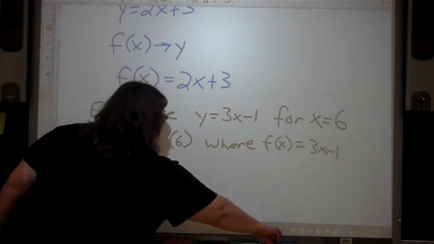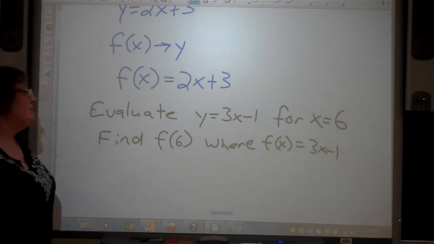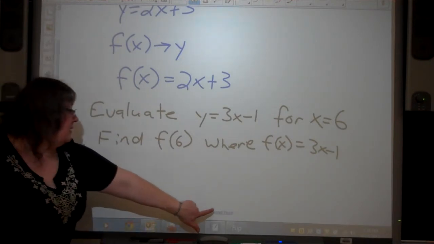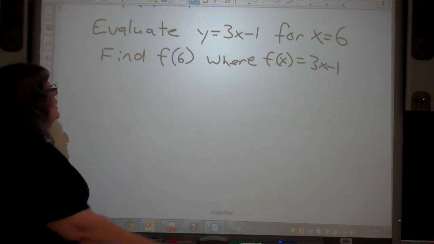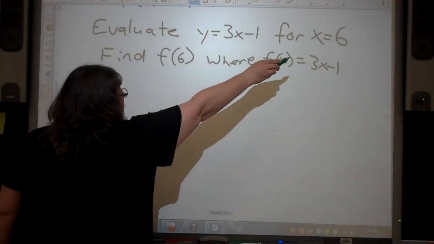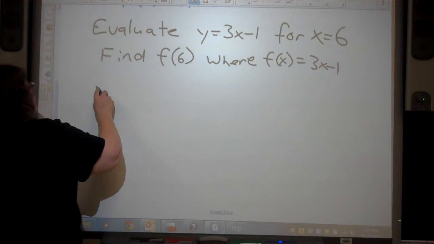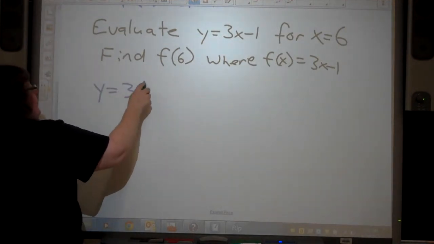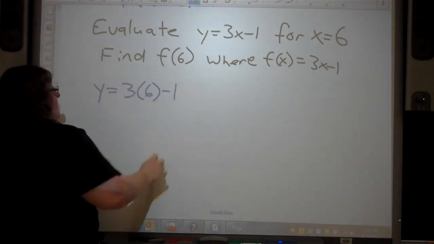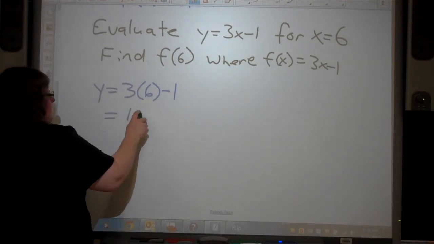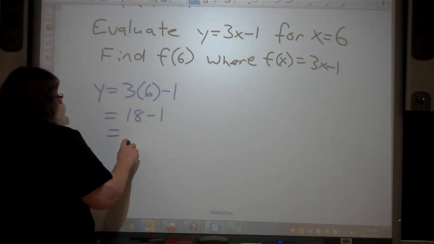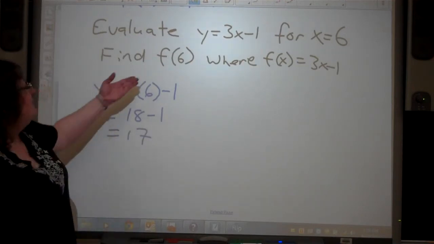What do you do? What is it you do with this? It's plug and chug, folks. It's what I call plug and chug. You put your number in. Where you see that 6, you put it where the x's are. So for the y equals, it's 3 times 6 minus 1. Do the math. Chug it out. 18 minus 1, 17. How is that different than this?